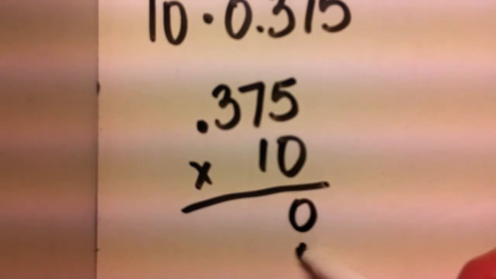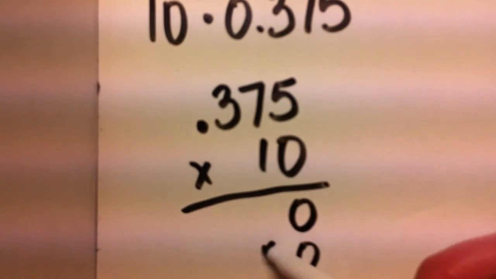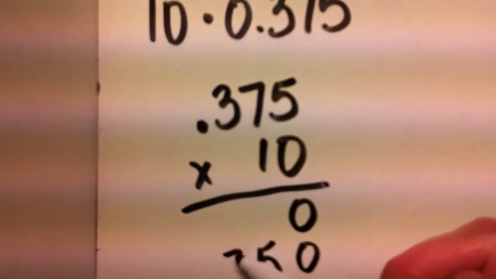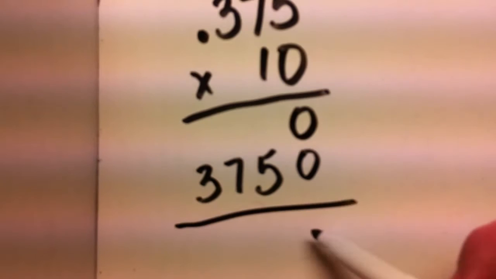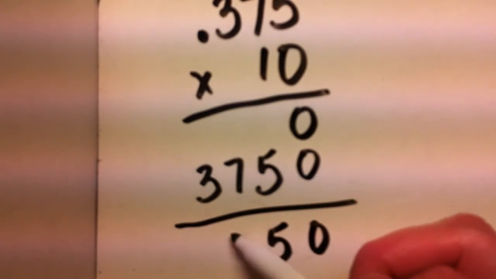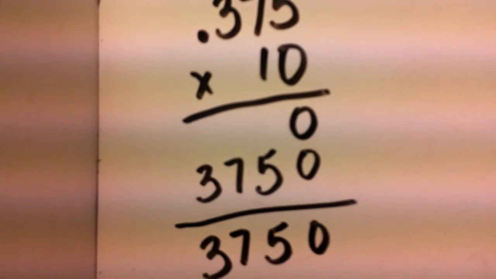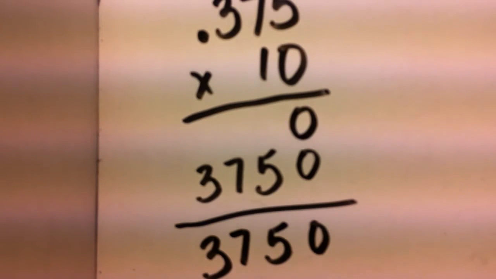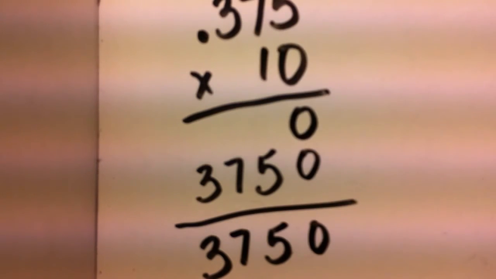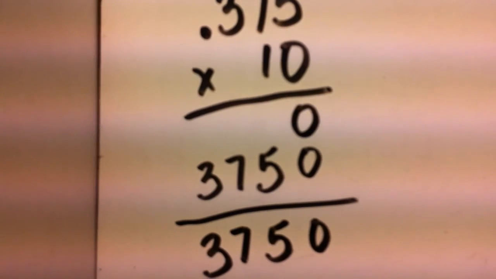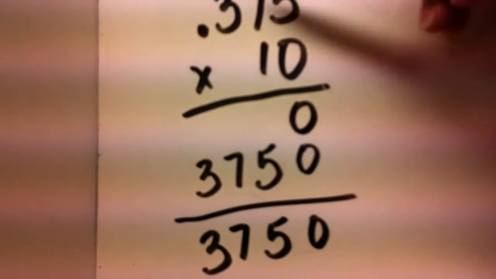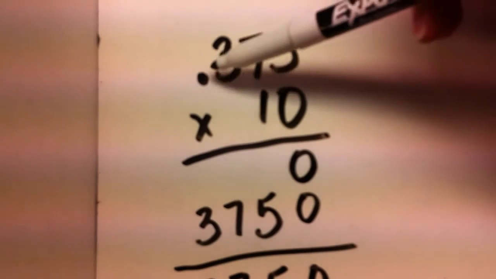Let's go to my tens. Placeholding 0. 1 times 5 is 5. 1 times 7 is 7. 1 times 3 is 3. Let's add everything together. 0, 5, 7, 3. So 10 times 375 thousandths, I got 3,750, but now I have to go back and count my decimal places.